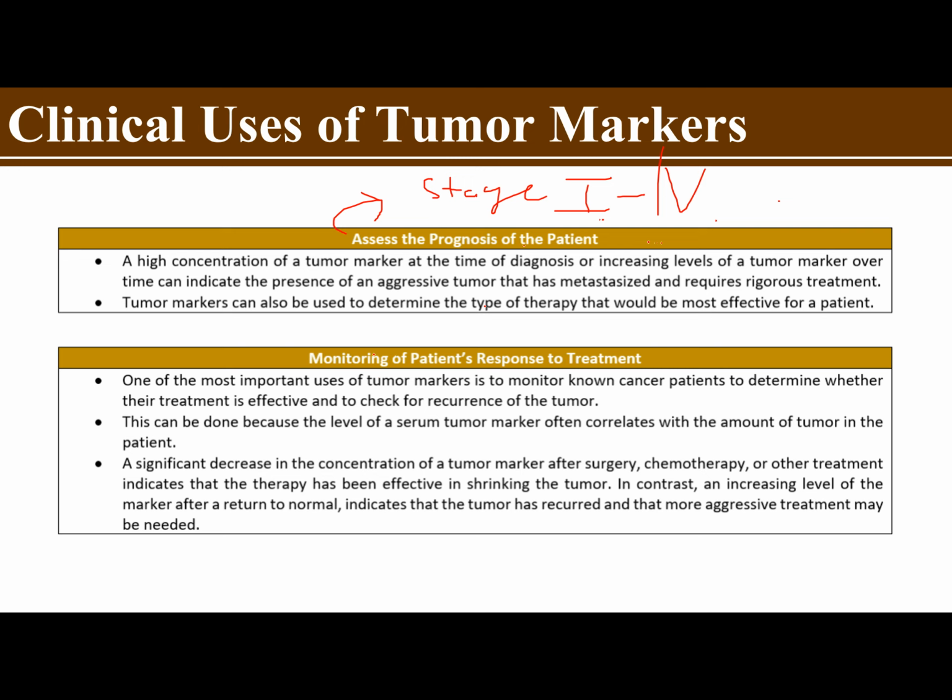Then it would also be used, class, in monitoring the patient's response to treatment. So you would monitor whether their treatment is effective. So this can be done, class, because the level of a serum tumor marker often correlates with the amount of tumor in the patient. So to simplify this, class, kapag nakakita, let's say you had your PSA tested on April 1.